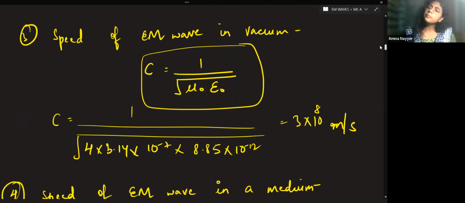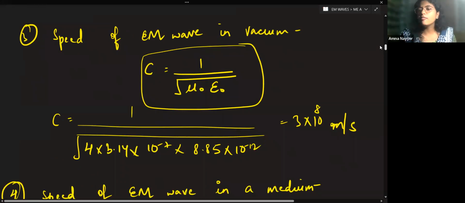Mu naught is the permeability that you use in magnetism, whose value is 4 pi into 10 to the power minus 7. On the other hand, you have the permittivity of free space. The permittivity of free space is what? 8.85 into 10 to the power minus 12. And this is just for free space. Then if you have a medium, just multiply mu r and epsilon r.